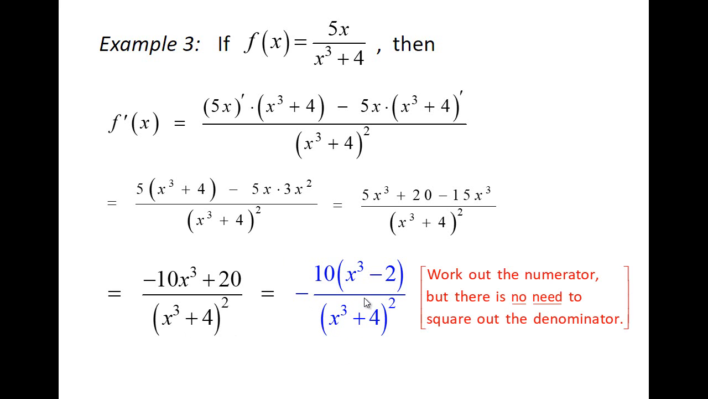One thing I would like you to notice here is that there is no reason to multiply out the denominator. Multiplying out the denominator doesn't simplify the expression. So in the denominator, I wouldn't multiply out here. Later on, you'll see that writing the derivative in this form is the right thing to do. You shouldn't be expanding the square in the denominator.